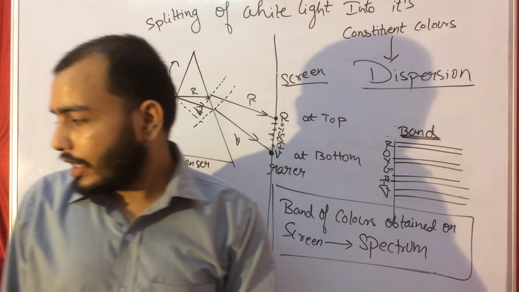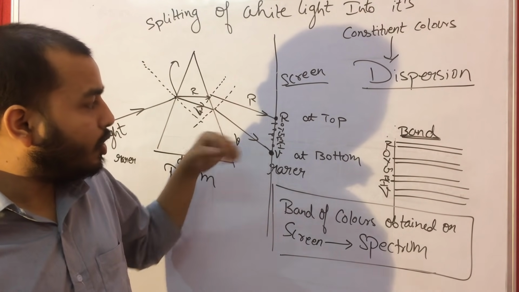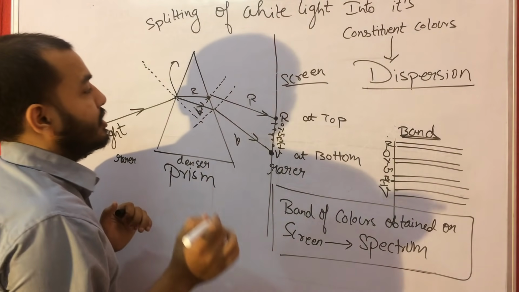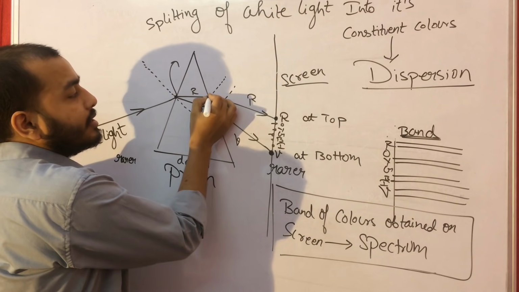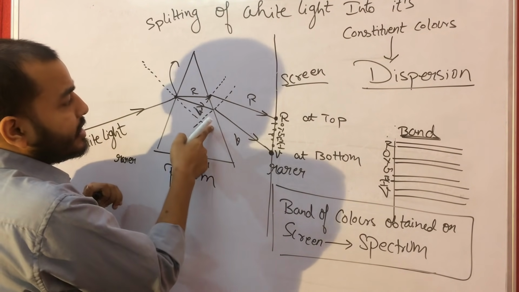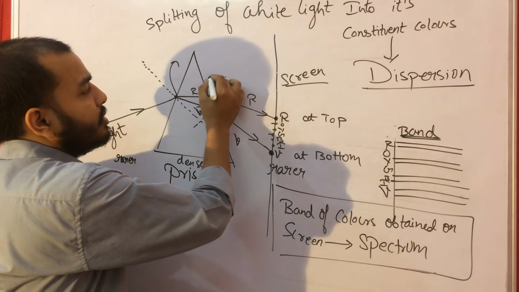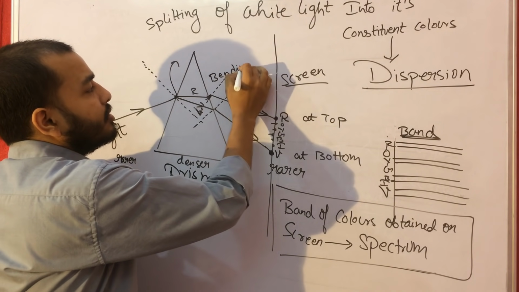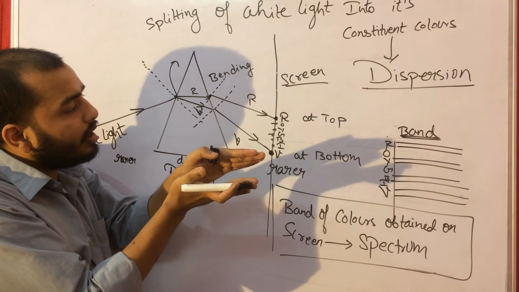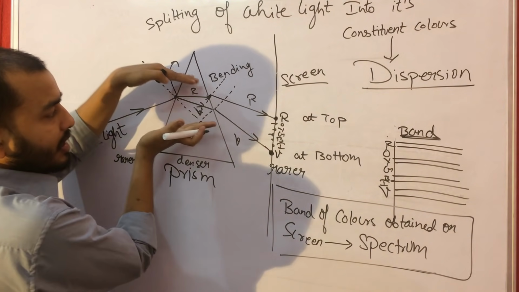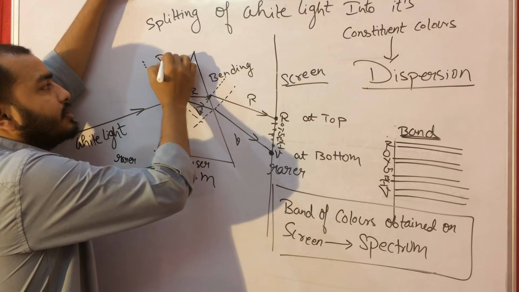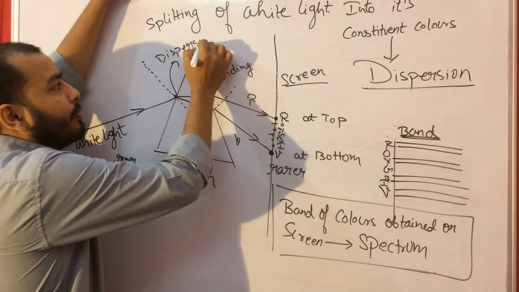Okay. And in the spectrum, violet is at the lowest position. Where does dispersion occur? At this surface or at this surface? You will say at this surface. Here dispersion is not occurring. Here just bending is occurring. This surface separated the colors more. They were already separated. Now they are more separated. But dispersion has occurred on this surface.